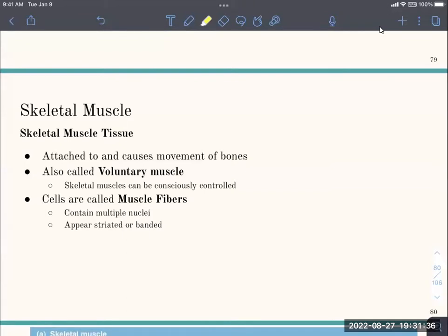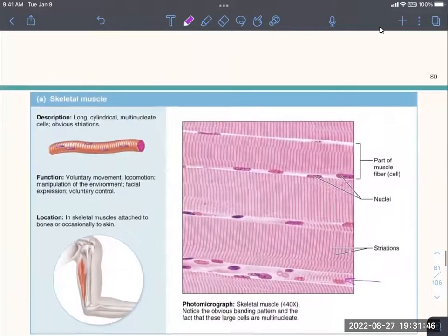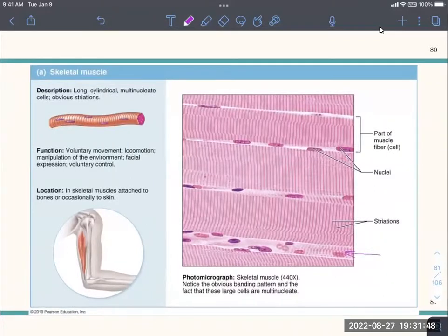Each cell is actually called a muscle fiber. They have multiple nuclei, and they appear striated or banded. So let's look at what that looks like. So here's muscle cells. You can see they kind of have these bands or striations that go down them. This is what separates skeletal muscle from the other types of cardiac and smooth muscle. You can see all of these striations very, very well under the microscope.